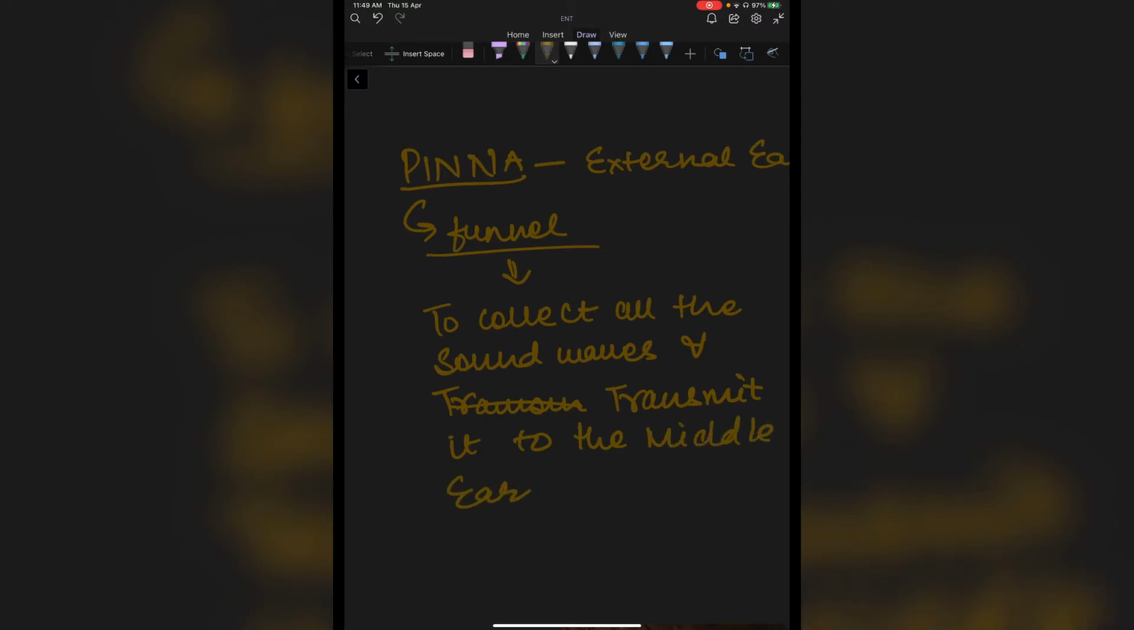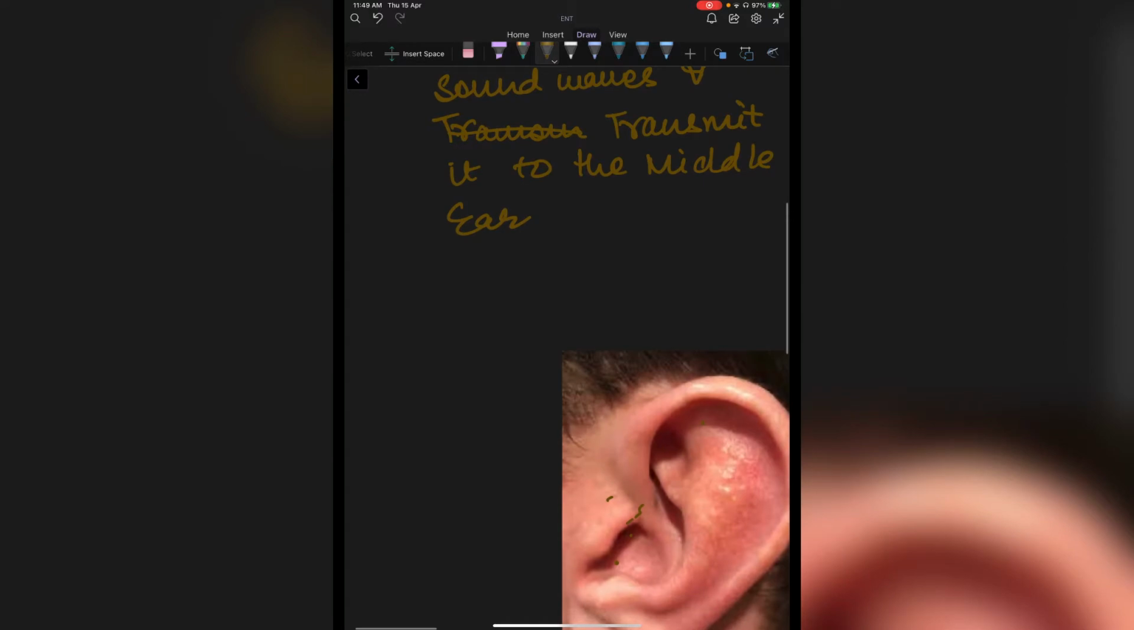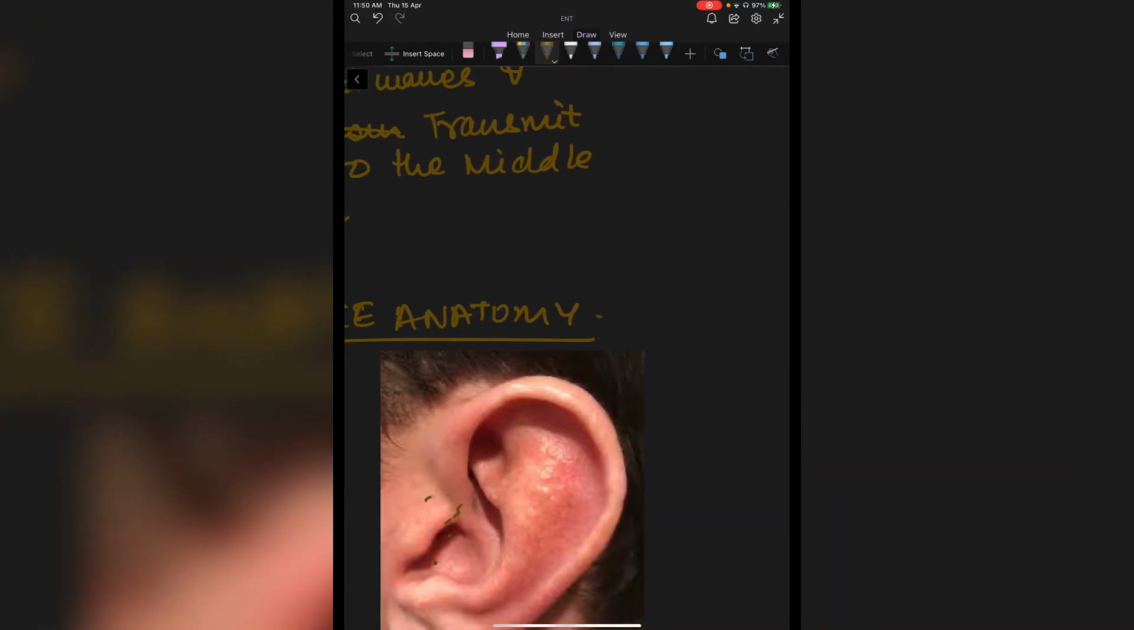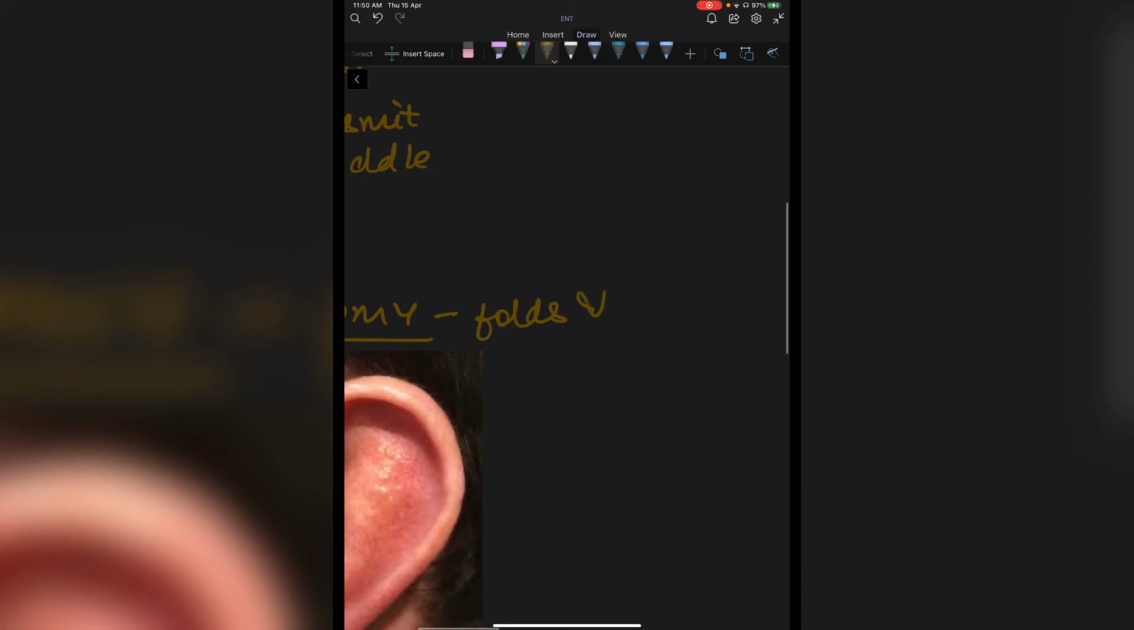Now, what we study about the pinna is basically the surface anatomy. There are a lot of folds and depressions in the pinna which have their own particular names. So this is what we study.